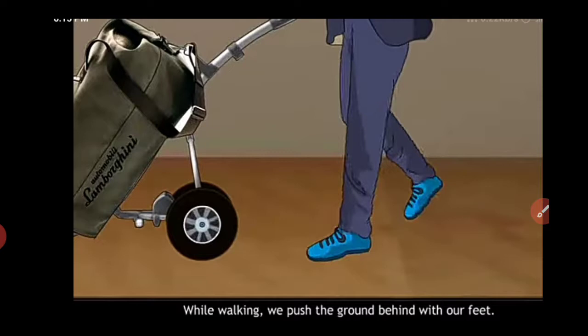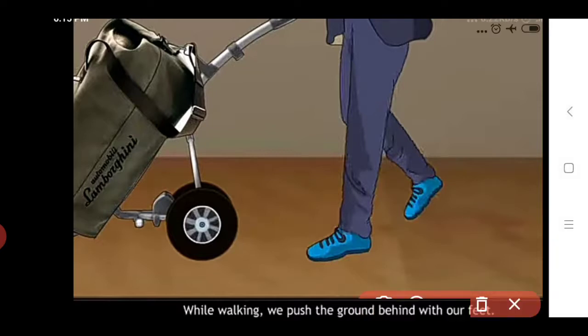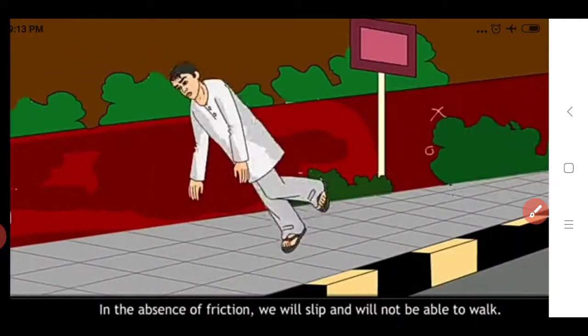with our feet. Means when we walk on the ground, then what happens, which motion will be done at that place? Here, while walking, we push the surface with our feet in the backward direction. So while walking, we push the ground behind with our feet, and due to this activity we can walk very easily on the earth surface.